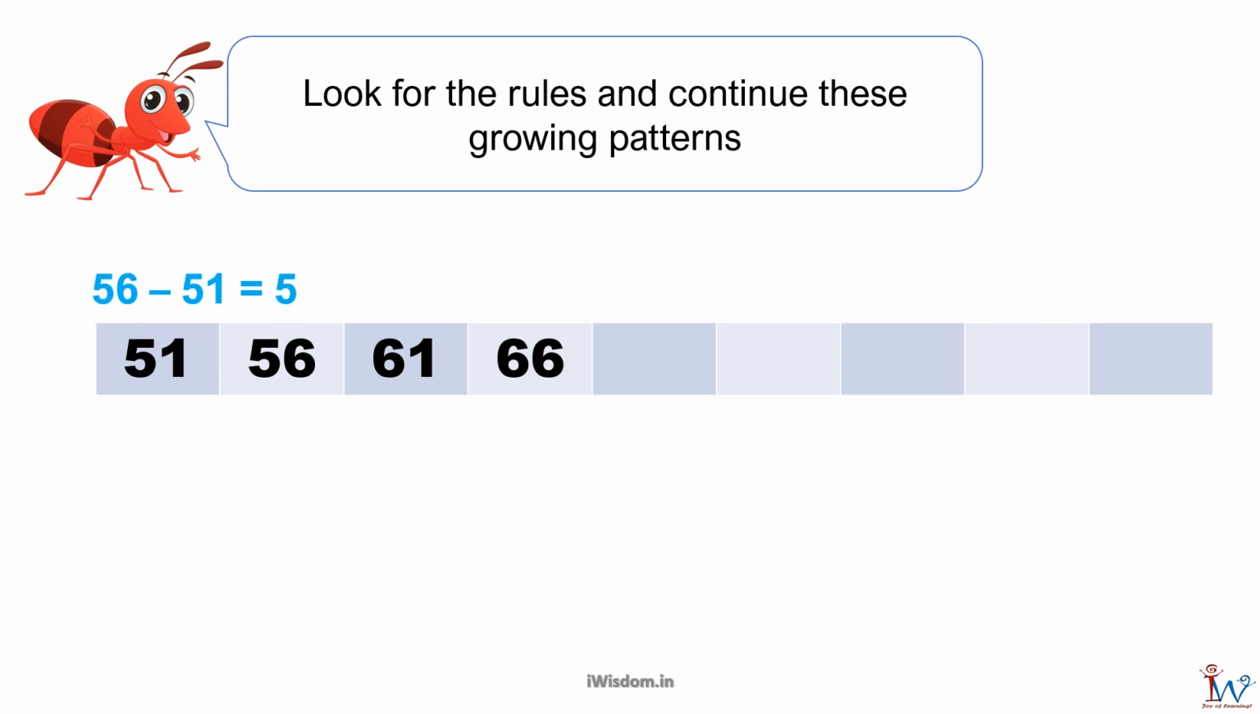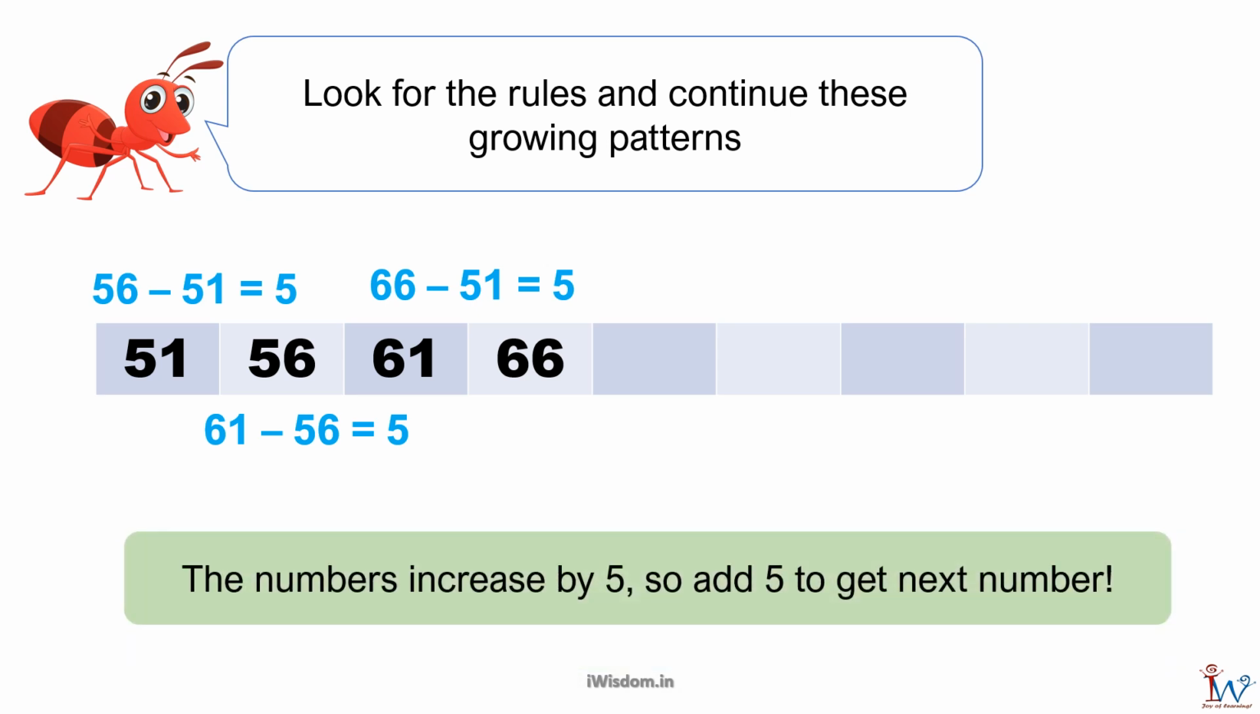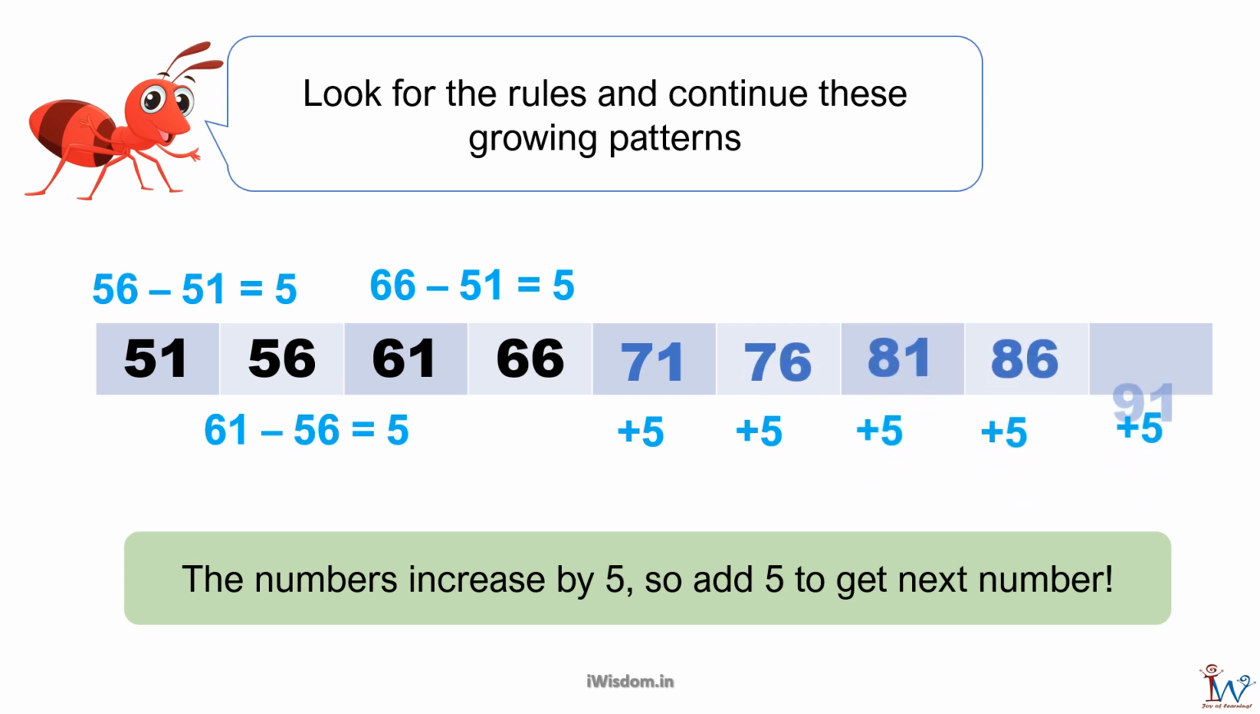56 minus 51 is equal to 5. 61 minus 56 is equal to 5. 66 minus 61 is also equal to 5. So the rule is, we have to add 5 to get the next number. We get 71 by adding 5 to 66. We get 76 by adding 5 to 71, and so on. Excellent.